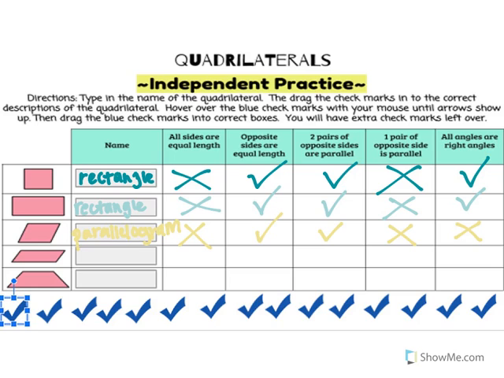Okay. The next one. It is also another parallelogram. It had no equal sides. The opposite sides were equal. The opposite sides were parallel. Two of them. Okay, this last one is a trapezoid. We know this because are all the sides equal length? No. Are opposite sides equal length? One is, but the other aren't. Are two pairs of opposite sides parallel? No. Is one pair? Yes. Are there right angles? No. So it has to be a trapezoid.